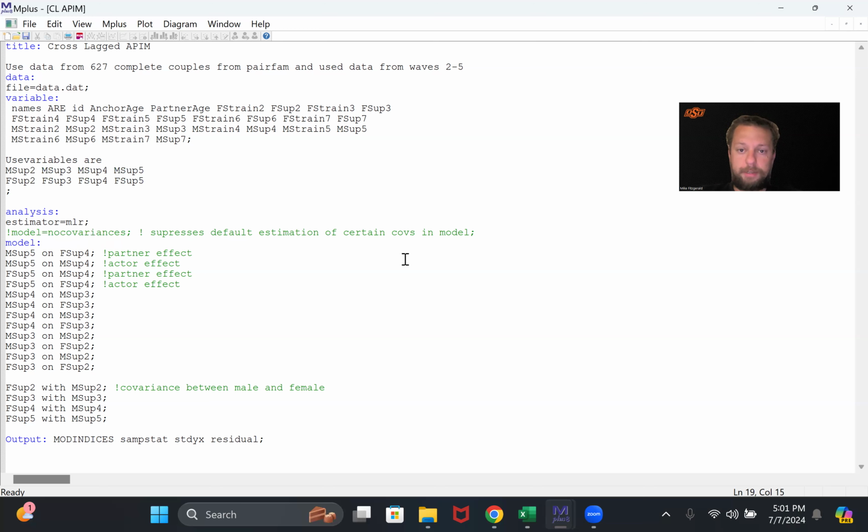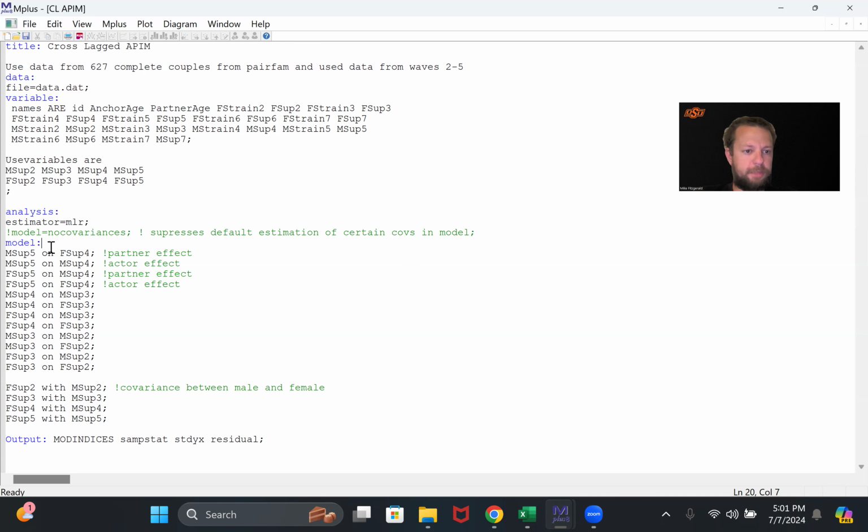And essentially what that does is Mplus by default will correlate all of your X variables. So everything that is exogenous will automatically get a residual covariance, and this is suppressing that default. We are overriding, telling Mplus, do not correlate all of the X variables.